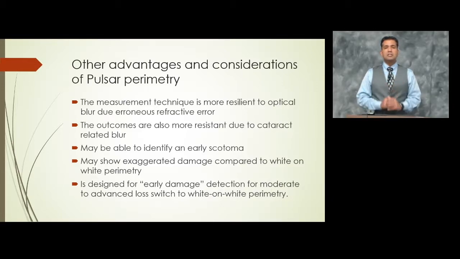It is particularly designed to detect early glaucoma, or ocular hypertensive patients that you think are so close and may be suspicious of glaucoma. This technique is absolutely perfect for that. When a person gets moderate to advanced damage, pulsar perimetry is not the best choice, and one should consider changing to white on white standard automated perimetry.